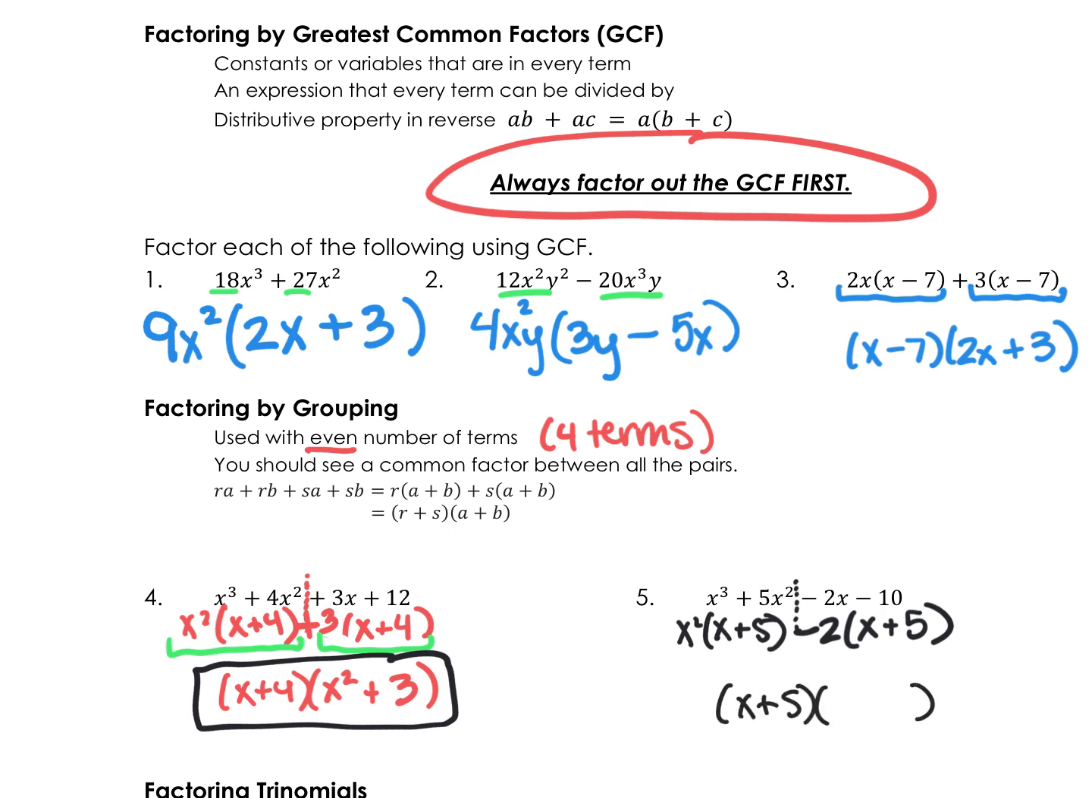And then we look at those 2 terms and we write down what's left when we pull out x plus 5. In this first term, what's left when I pull out x plus 5? X squared. And in the second term, what's left when I pull out x plus 5? -2. And so now we're done factoring. Again, you can check it, you can multiply it out, and you should end up right back where you started. Any questions about that one? Factoring by grouping.